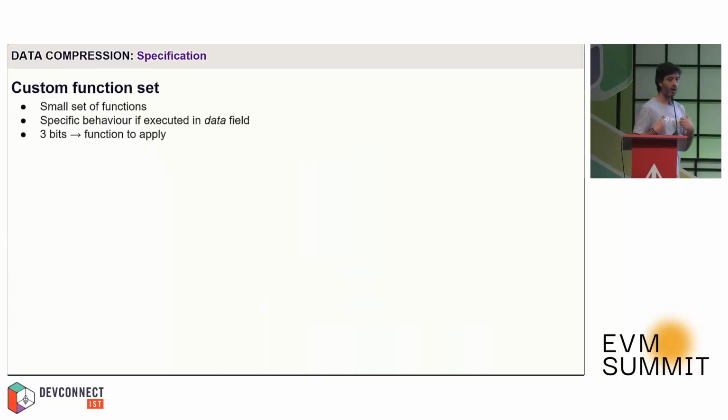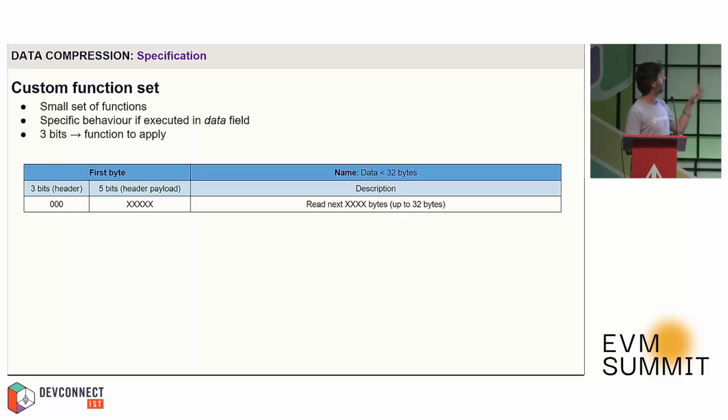Okay, so let's see all the functions that we define in order to do this data compression. There are just 8 functions. In order to define 8 functions, we only need 3 bits. So the first byte, the most significant 3 bits, will be the definition of the function. Later on, the remaining 5 bits will indicate something to do with the following bytes.